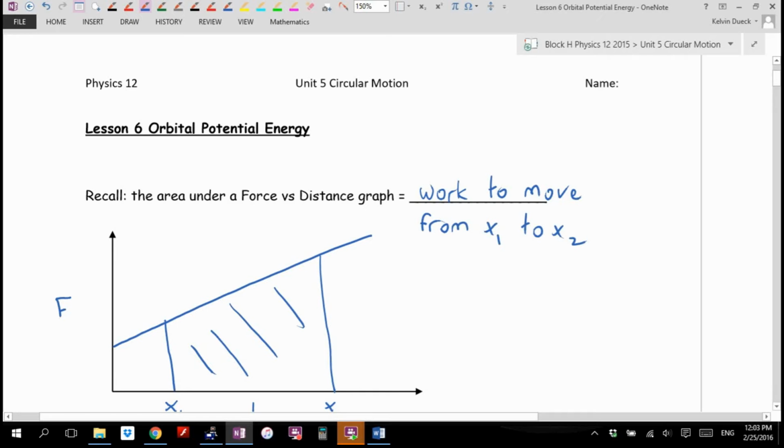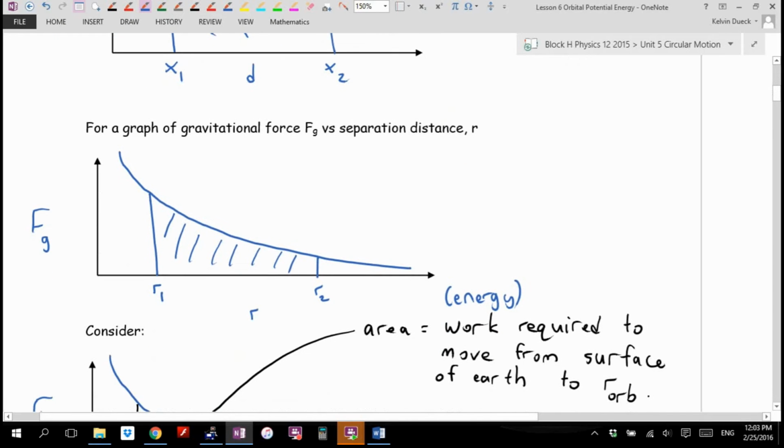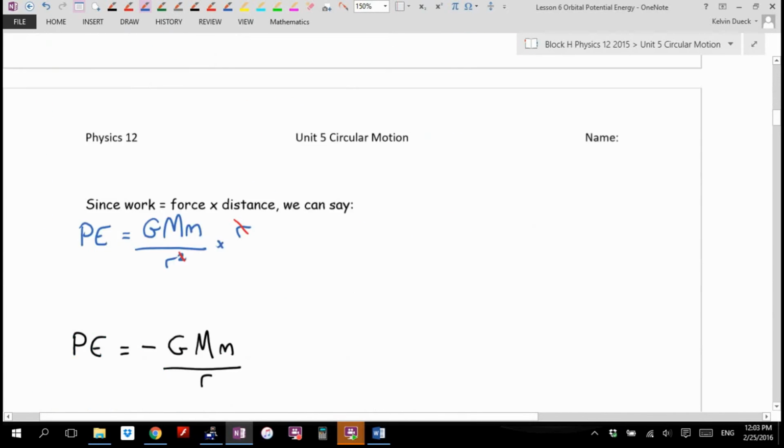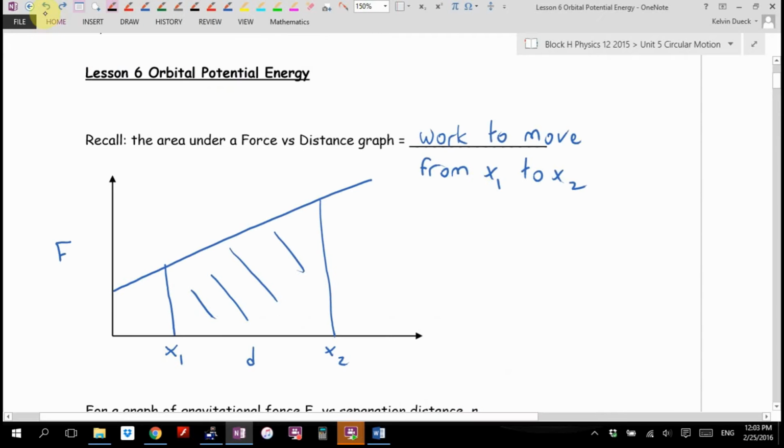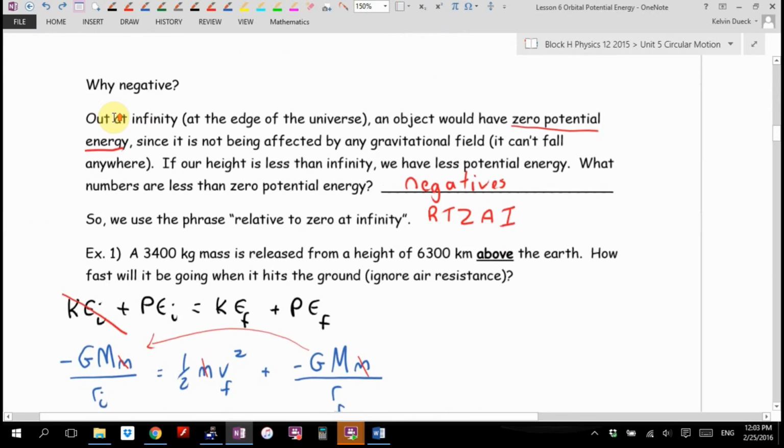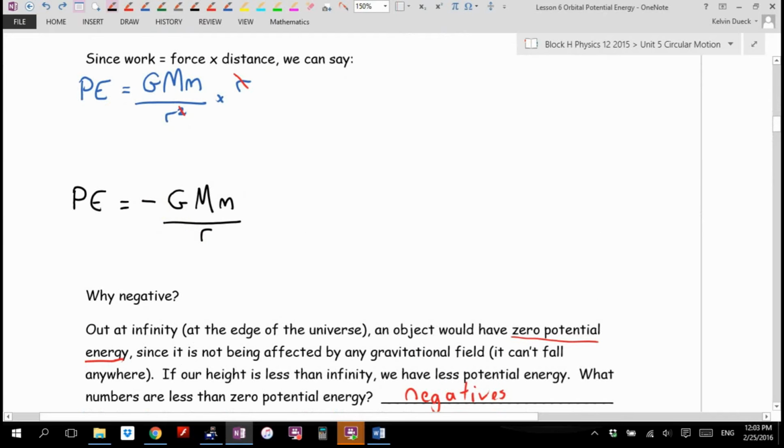So we said if I treat it like the area under a graph, we were able to derive this equation: big G, big M, little m over R. Now, by the way, this is gravity, and this is potential energy. Is it possible for people to get them mixed up? Yeah, don't, is all I can say.